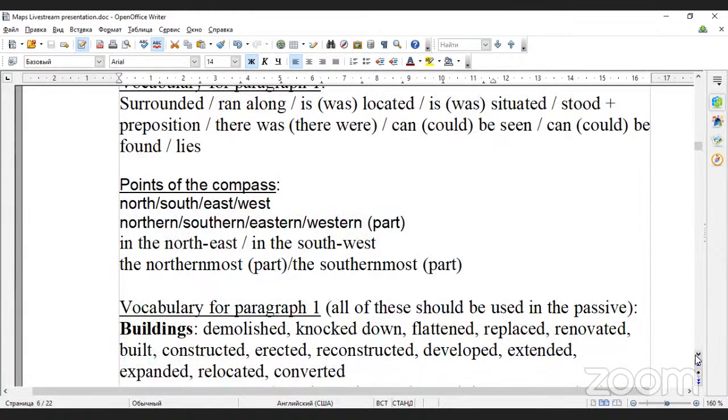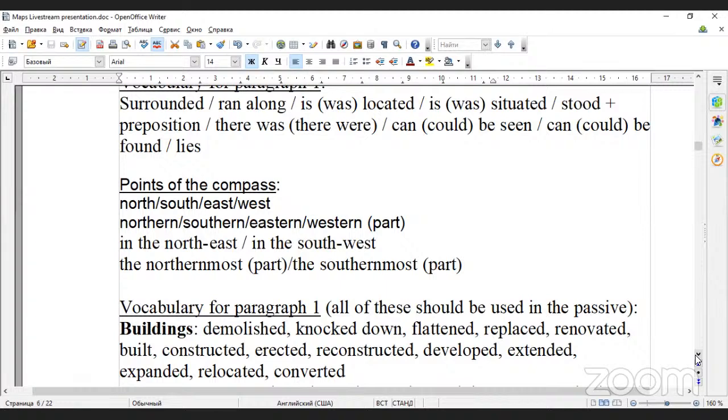Then very often on the map, something was built and something was demolished. And it's a good idea if you know some synonyms for to be built and for to be demolished. So for to be built, you can say it was built, it was constructed, it was erected. So it's a good idea to remember all these three synonyms. Or something was knocked down, pulled down, or demolished.